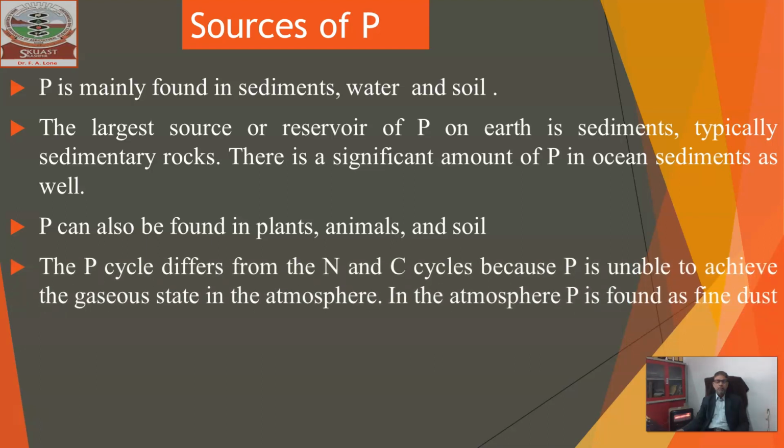The phosphorus cycle differs from the nitrogen and carbon cycles because phosphorus is unable to achieve the gaseous state in the atmosphere. In the atmosphere, phosphorus is found as fine dust.